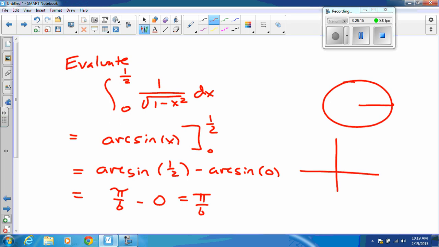Now, this is really fascinating, because the graph of 1 over root 1 minus x squared looks something like this, with vertical asymptotes at -1 and 1. And what I'm saying is that if I integrate from 0 to 1/2, the area that I get just happens to be exactly pi over 6. Wow. That's pretty awesome.